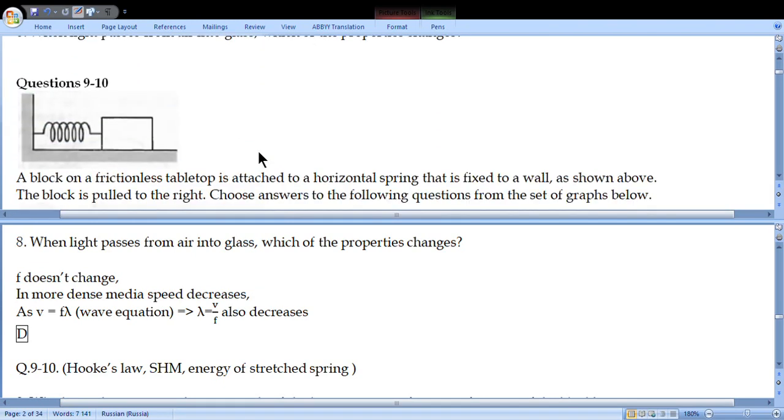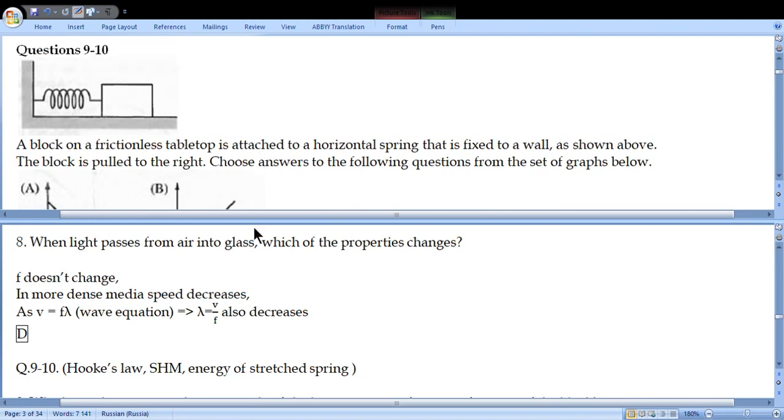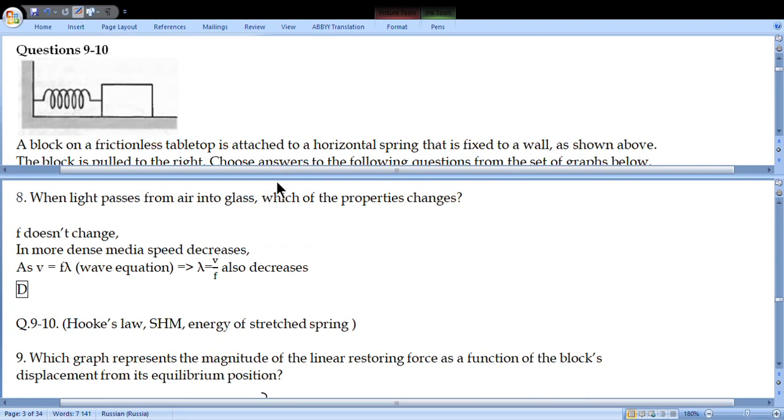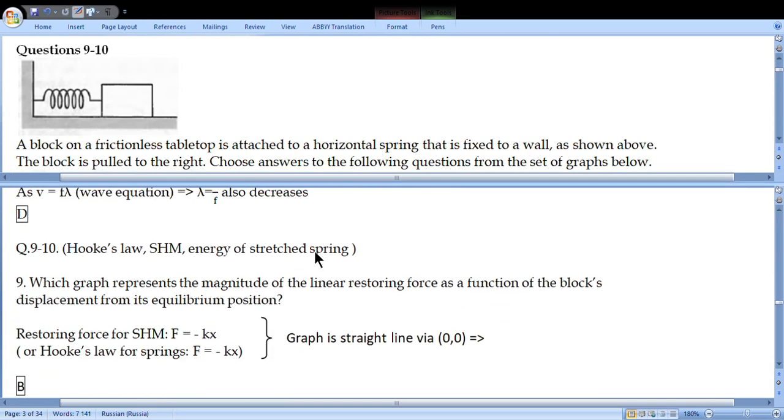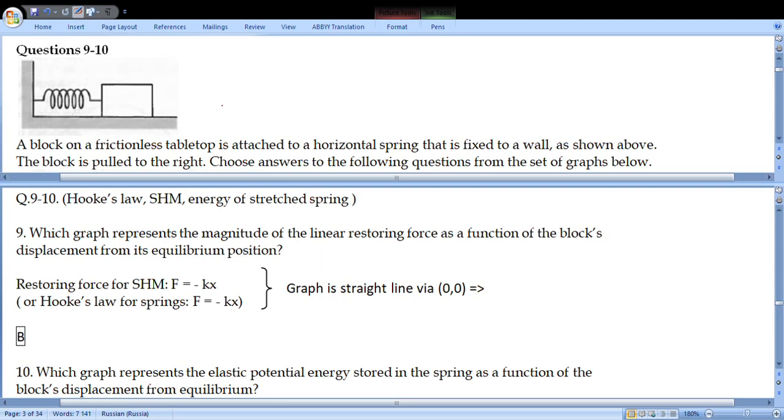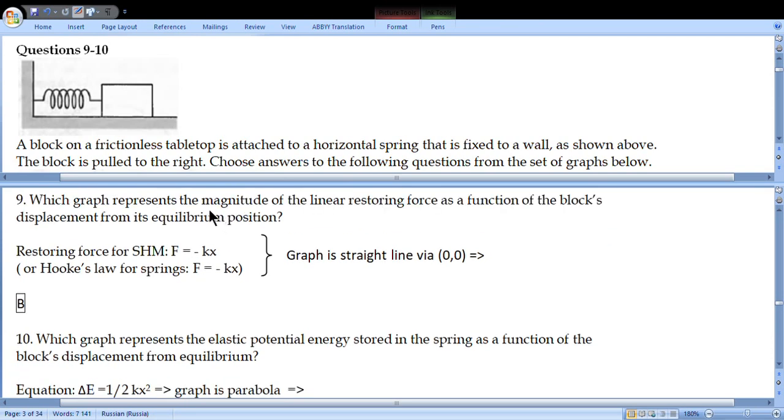Now questions 9 and 10. A block, okay, so let's look at the question. A block on a frictionless tabletop is attached to a horizontal spring that is fixed to a wall as shown above. The block is pulled to the right. Choose answers to the following questions from the set of graphs below. Which graph represents the magnitude of the linear restoring force as a function of the block's displacement from its equilibrium position?